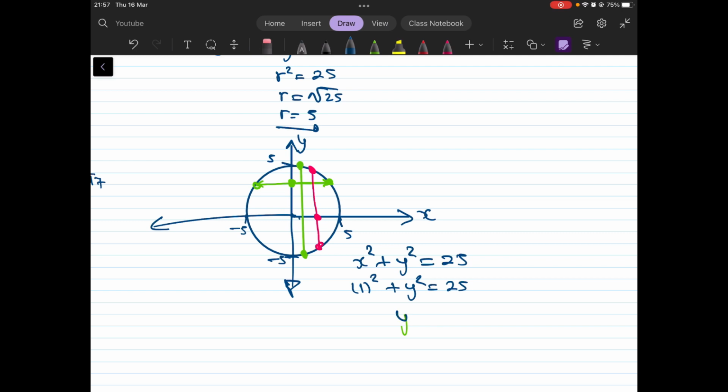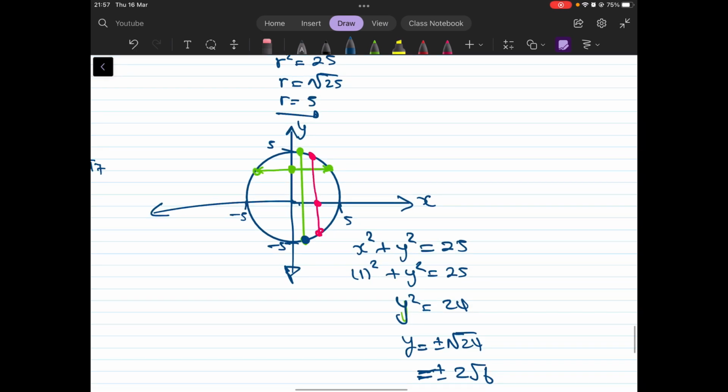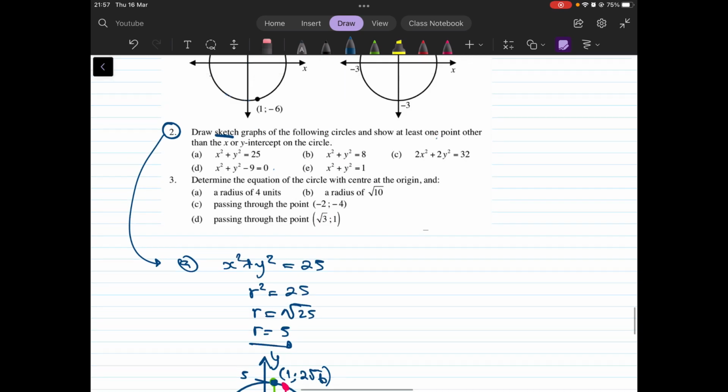Let me get back to using the blue color. y squared equals 24, because 1 squared is just 1. So y equals plus or minus the square root of 24. If that can be simplified, we'll find out from the calculator. The square root of 24 actually can be simplified, plus or minus 2 root 6. Now we can show this point as coordinates 1 and negative 2 root 6, and the other point is 1 and positive 2 root 6, like that. So we are done with that example.